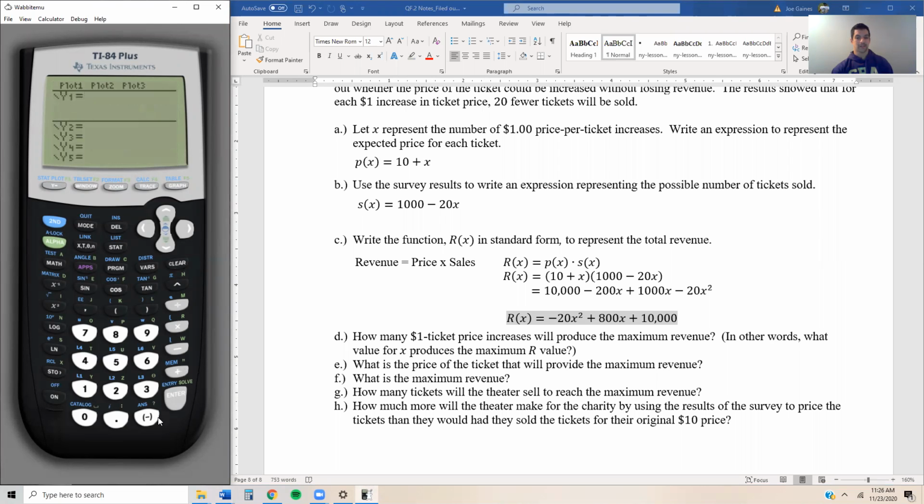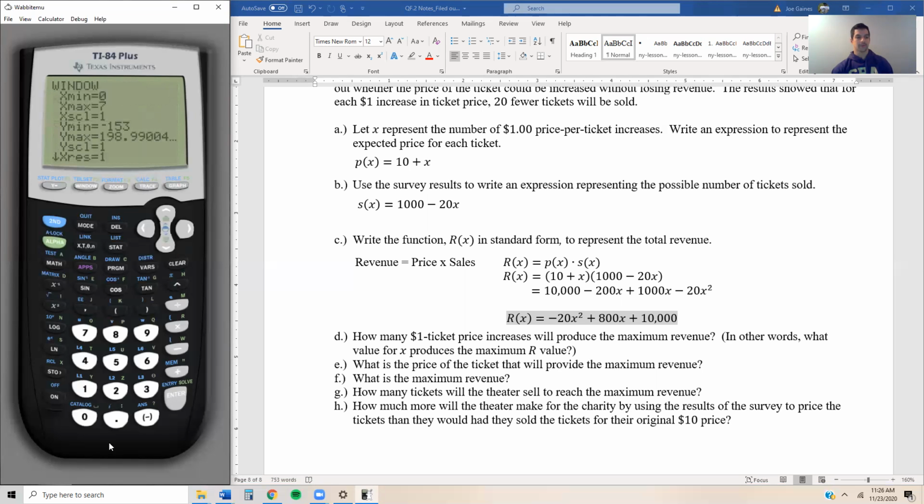So I'm going to go ahead and sketch out my graph. Negative 20x squared plus 800x plus 10,000. I'm going to set my window.